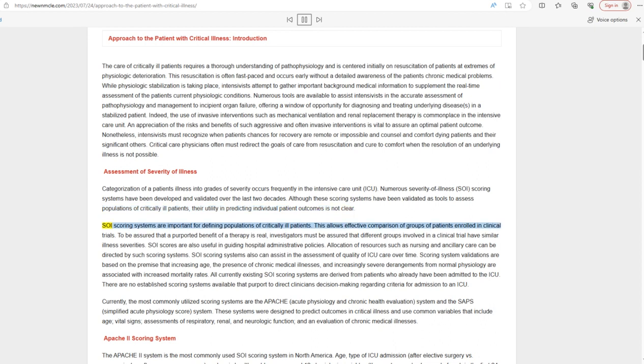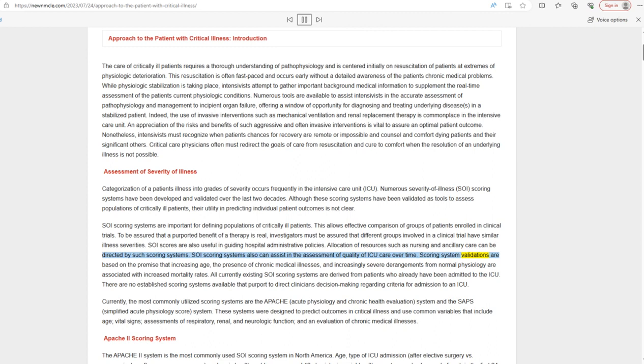SOI scoring systems are important for defining populations of critically ill patients. This allows effective comparison of groups of patients enrolled in clinical trials. To be assured that a purported benefit of a therapy is real, investigators must be assured that different groups involved in a clinical trial have similar illness severities. SOI scores are also useful in guiding hospital administrative policies. Allocation of resources such as nursing and ancillary care can be directed by such scoring systems. SOI scoring systems also can assist in the assessment of quality of ICU care over time.